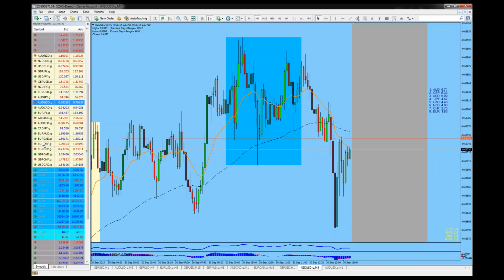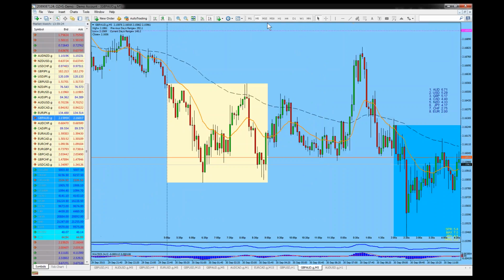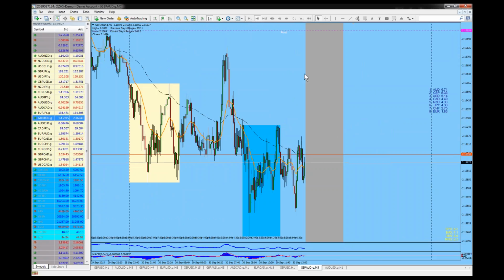New Zealand dollar. Let me look at the high volatility pairs first. Let me go to pound Aussie and just see what that looks like. So we're below the 18, below the 89. Let's squeeze this in a little bit. Yeah, so let's put a line here.